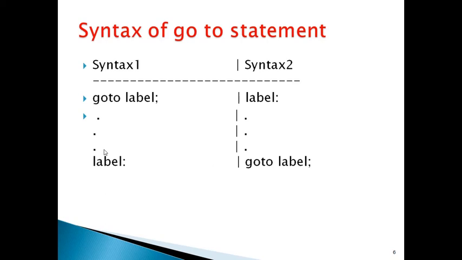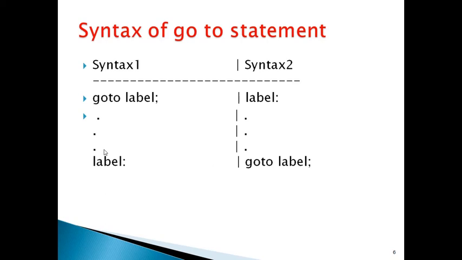In syntax one, it is goto label, semicolon, and the label is at the end of the program. Label with colon. In syntax 2, label colon, then some instructions, the dotted line indicates some instructions. After executing some instructions, we find goto label, semicolon.